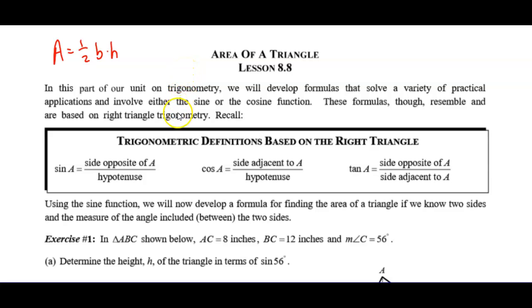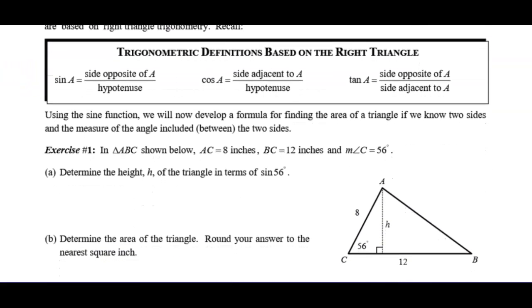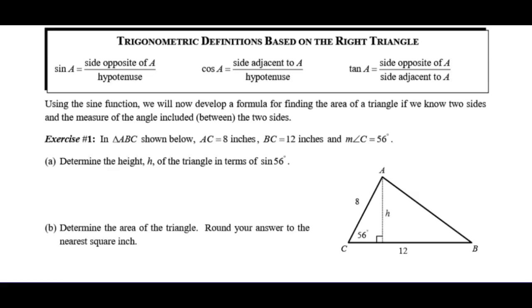So just going back to sine and cosine and tangent, we've been using these trigonometric definitions the whole unit here. We know that sine is opposite over hypotenuse, cosine is adjacent over hypotenuse, tangent's opposite over adjacent. So using the sine function, we're going to develop a formula for the area of the triangle if we know two sides and the measure of the angle between them. So in other words, if we have a side, angle, side sort of labeling system.